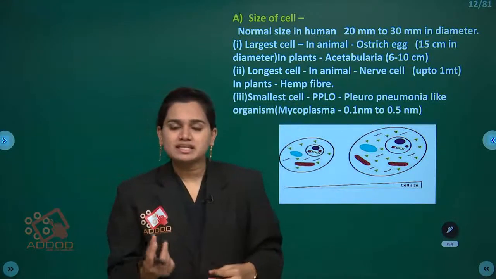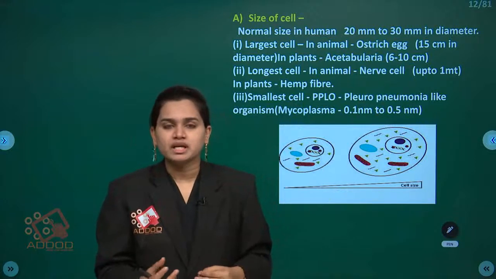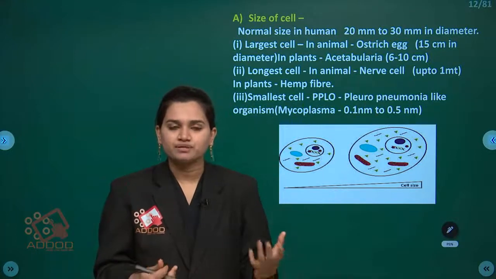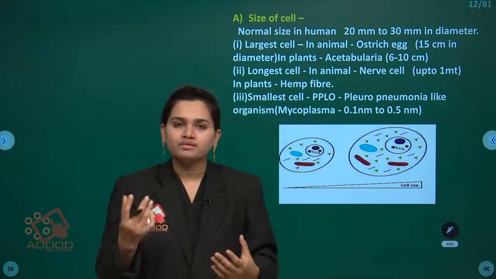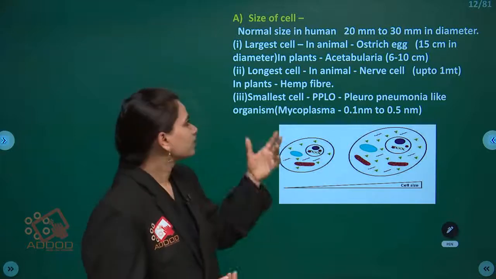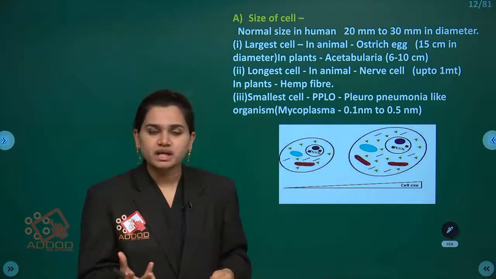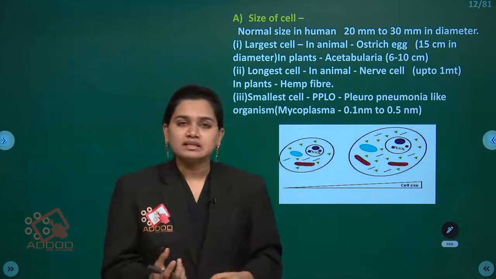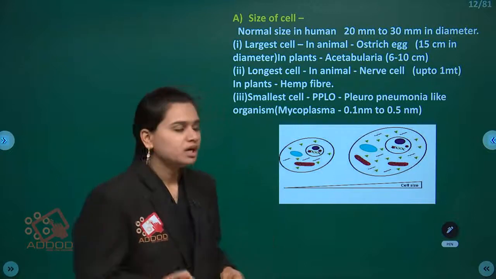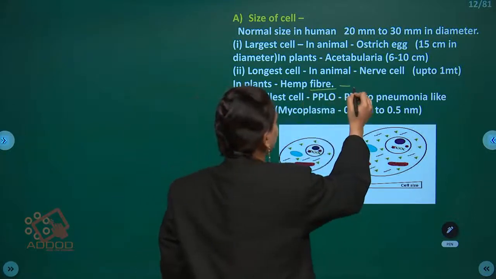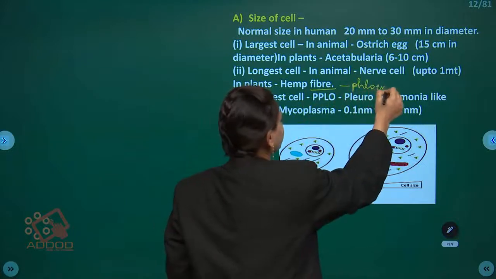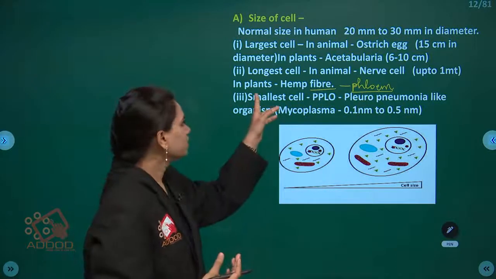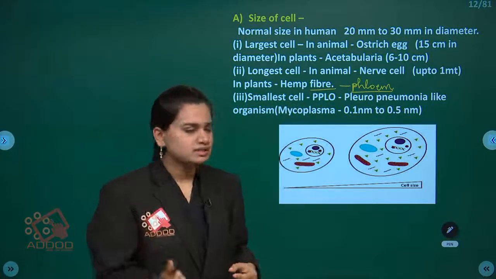Now the longest cell is the nerve cell in the humans. Now nerve cell is involved in the conduction, that is transferring the information from your sense organs to the brain or from the brain to the sense organs. So the longest cell is nerve cell. It could be around 1 meter also. And in the case of plants, the longest cell is the hemp fiber. Now fibers are nothing but they are a type of phloem. Phloem is a tissue which is involved in conduction of food in the plants. So in the plants, hemp fiber is the longest cell.